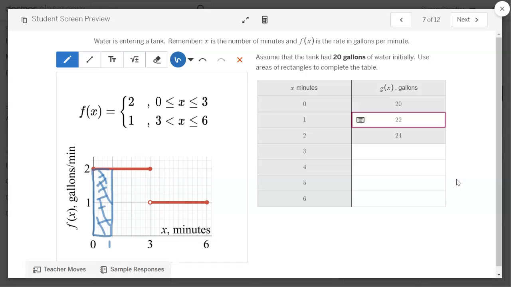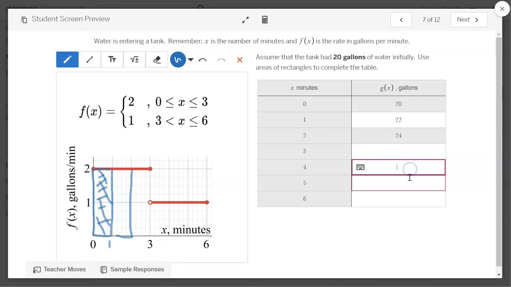And then they will continue that process going left to right. So if you go from 1 to 2, how many more gallons should be added? We already know that answer because we know it's going to be 24. So this area right here gives them another 2. So we got a 2 here and a 2 here. Now do another area and so forth. They keep adding them on here. Be sure to read the teacher moves and sample responses if you need help getting these numbers.